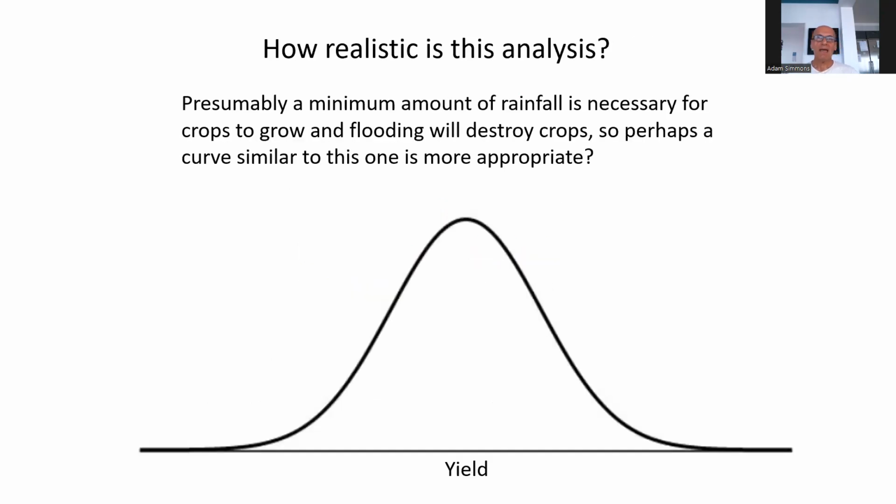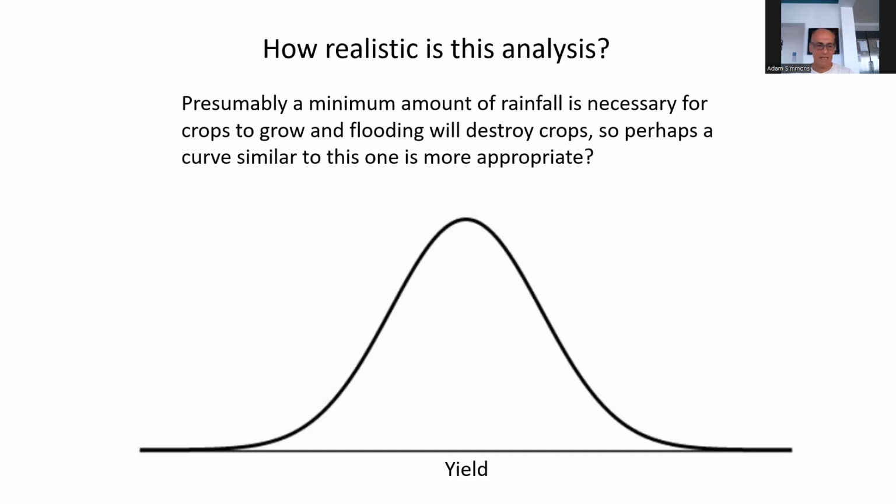So let me come back to this business about the relevant range. How realistic is the analysis? Now, I'm not an agricultural expert. I know someone who is, but it's not me. I'm assuming you need a certain minimum amount of rainfall to actually get some crops growing out of the ground. And I think we can be pretty sure as well that if there's too much rain, like major floods, it's going to wreck the crops.